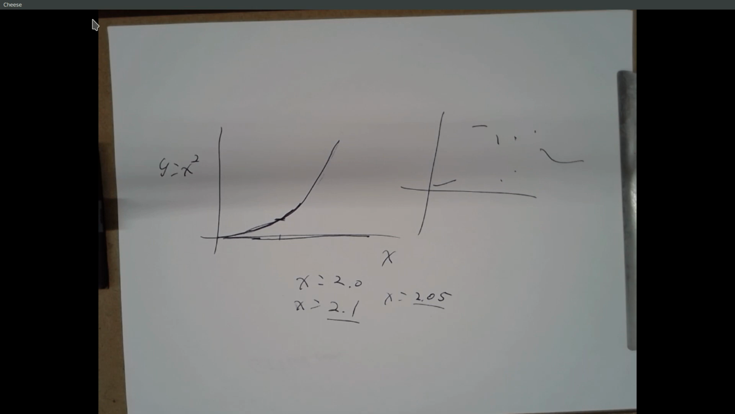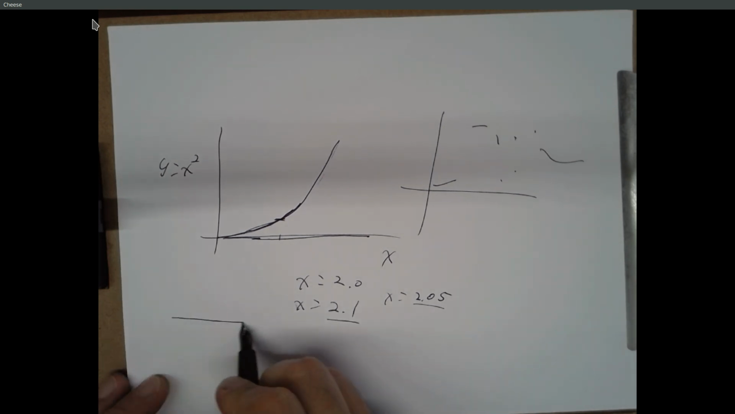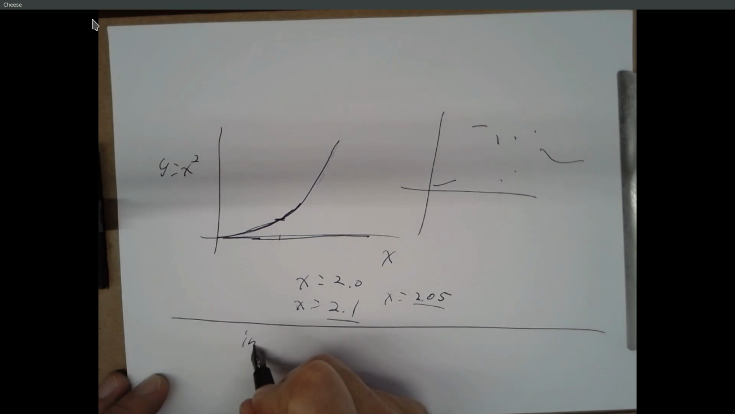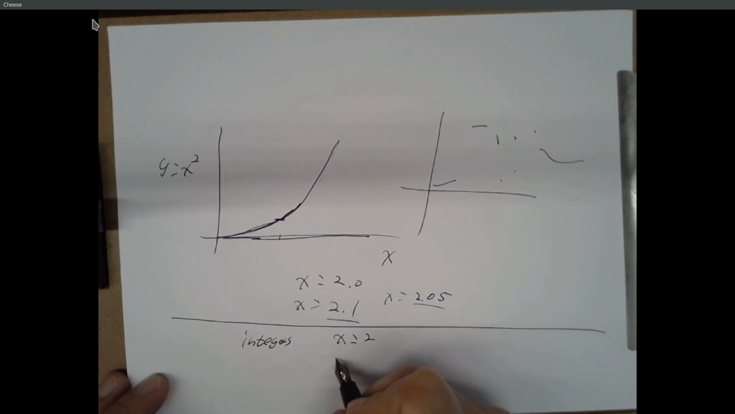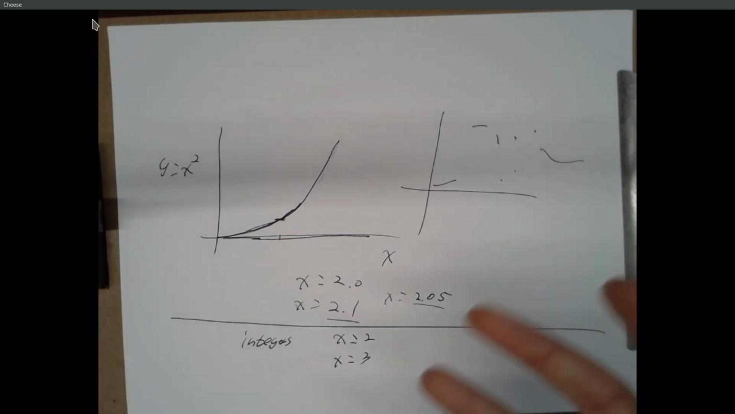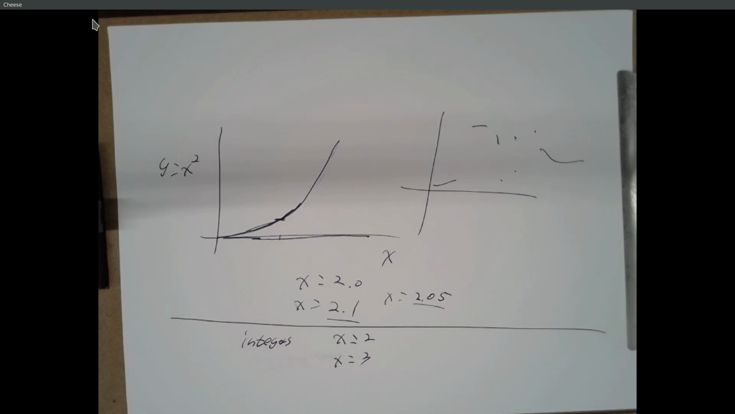So 2.00001 and 2.00002, I could pick 2.0000015, and that's in between. That's the nature of continuous things. Discrete is a very different situation. For example, if we consider the set of integers, whole numbers, x might be equal to 2, x might be equal to 3. There's no possible value of x between 2 and 3. There's no integer between 2 and 3.